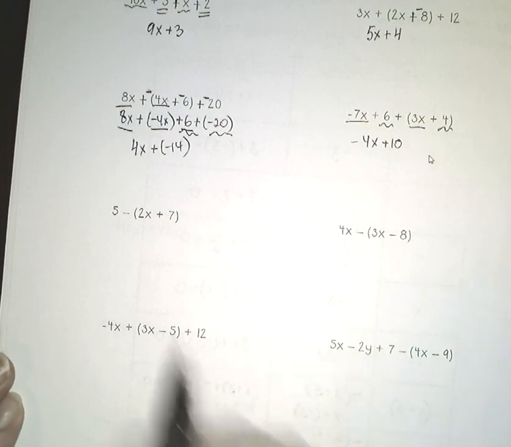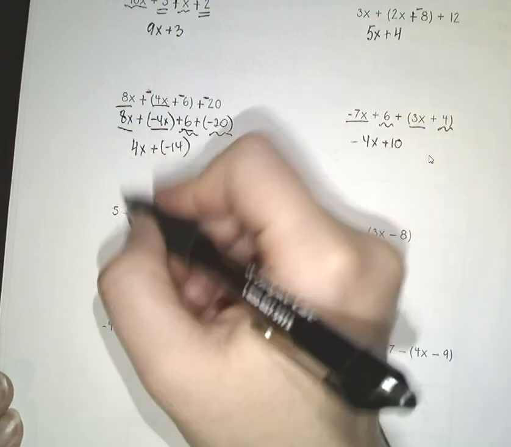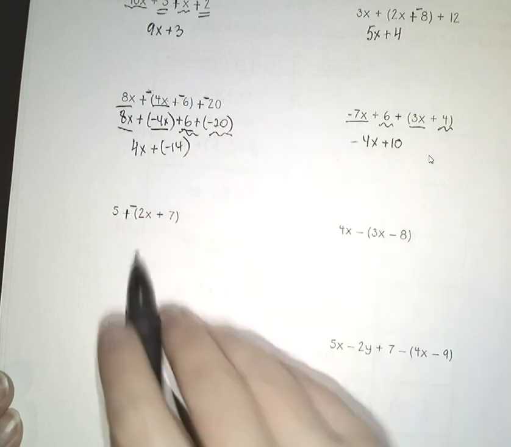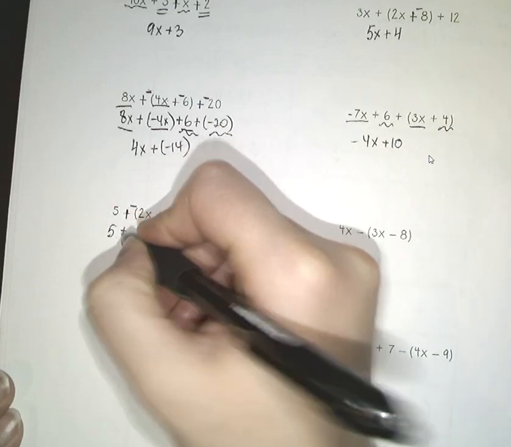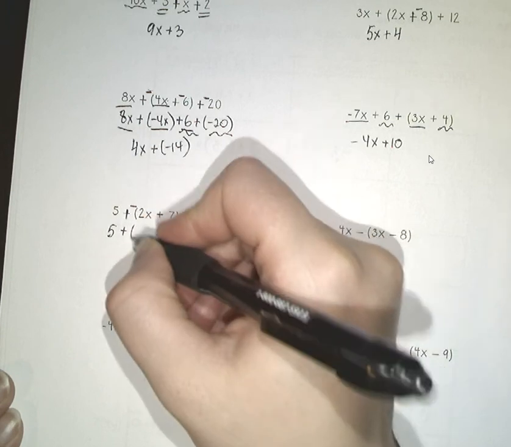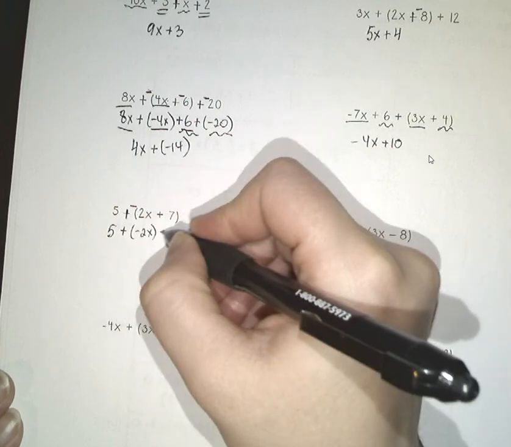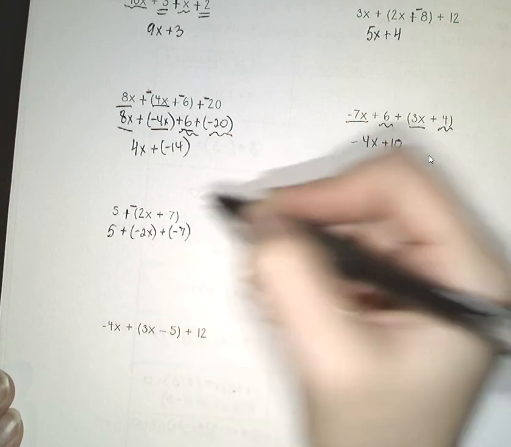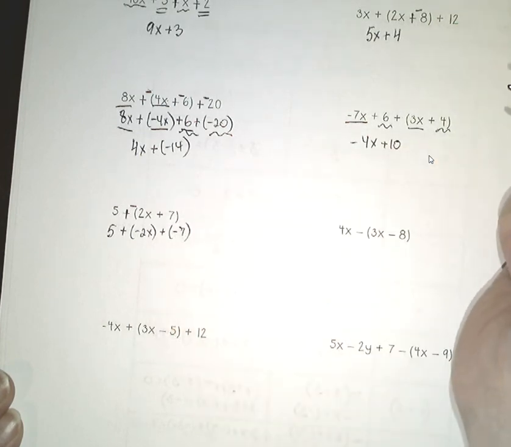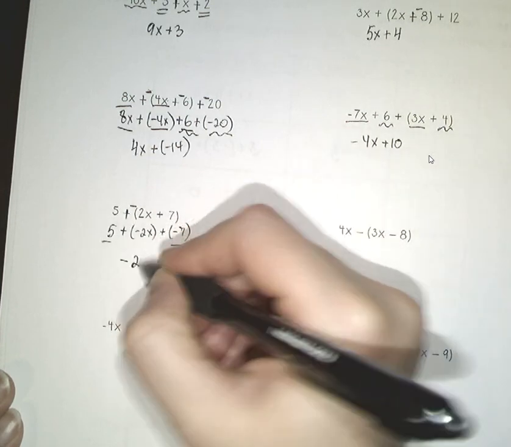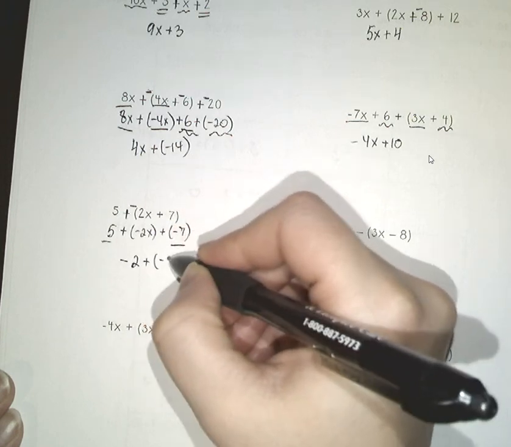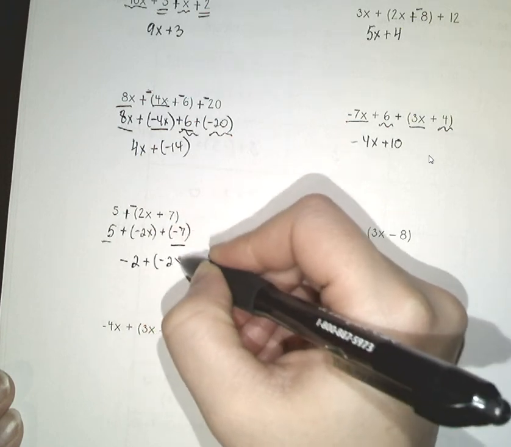Next one. 5 minus the sum of 2x plus 7. This minus has to change into plus, the opposite of the sum of 2x plus 7. So I'm going to rewrite it right now using the sum of the opposites. 5 plus 2x will change into the opposite, negative 2x, and 7 will change into negative 7. The only things I can combine here now is 5 and negative 7. That is negative 2. Negative 2x will stay as it is. Negative 2 plus negative 2x.